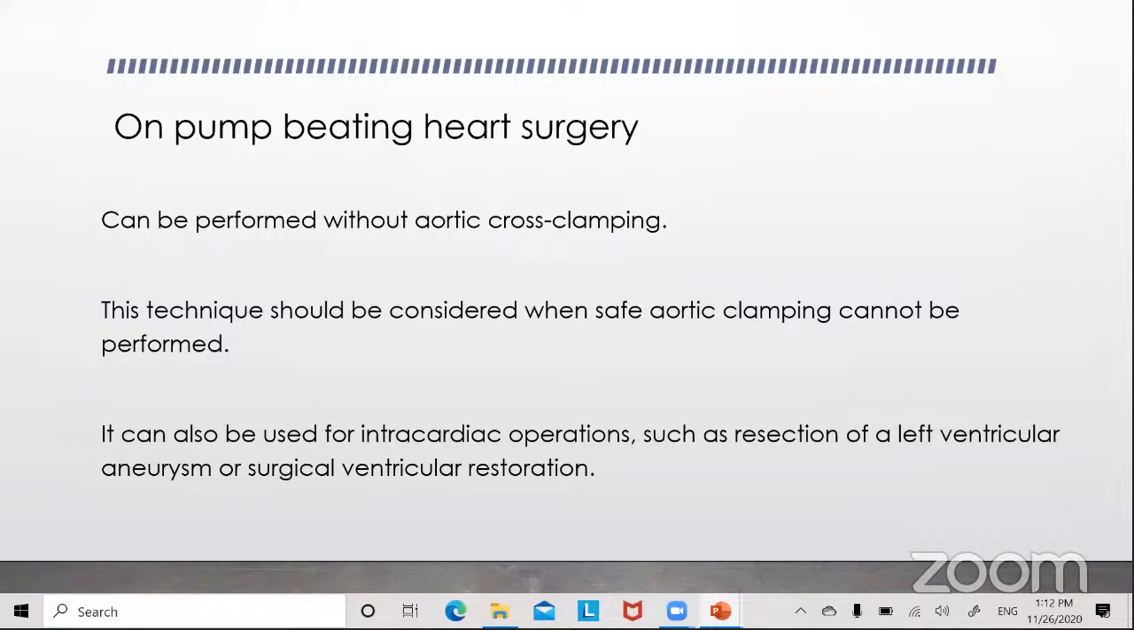On-pump beating heart surgery can be performed without aortic cross clamping. It allows for the construction of distal anastomosis on a beating heart while the pump provides systemic flow. This technique should be considered when safe aortic clamping cannot be performed, usually in calcified or severely atherosclerotic aorta. It can also be used for operations such as resection of a left ventricular aneurysm or surgical ventricular restoration, allowing the surgeon to palpate the border zone between the viable muscle and scar tissue better than if the heart was arrested.